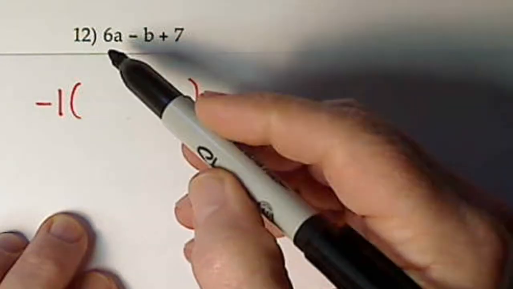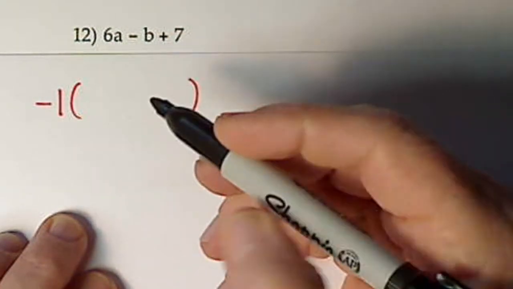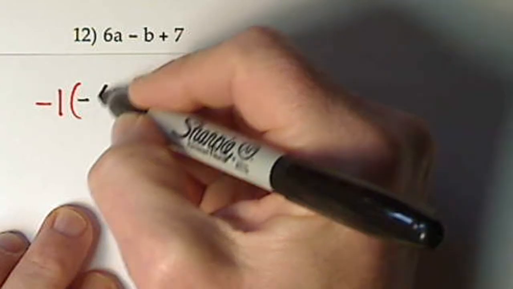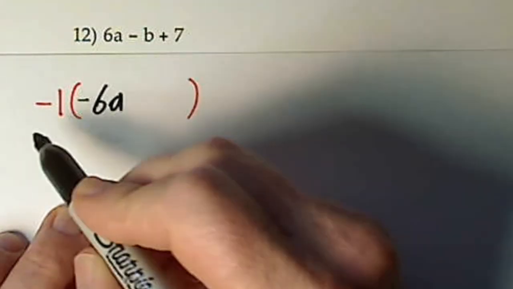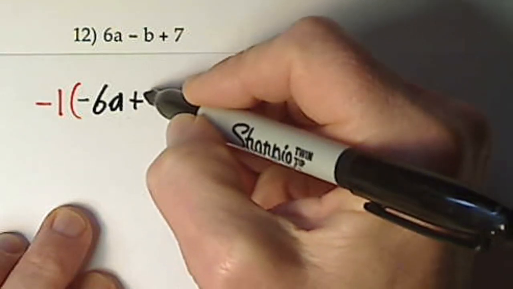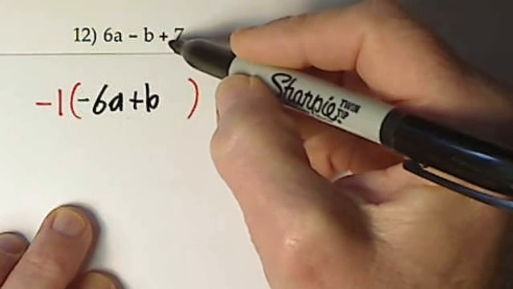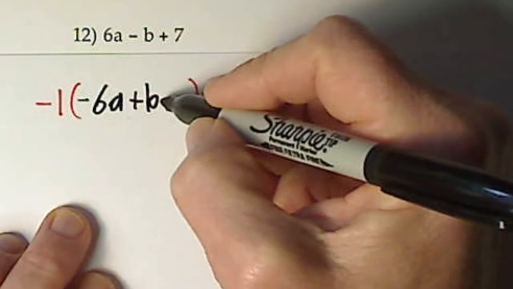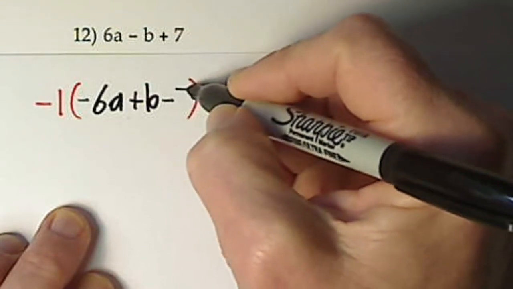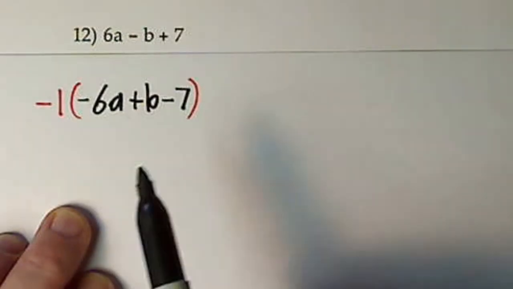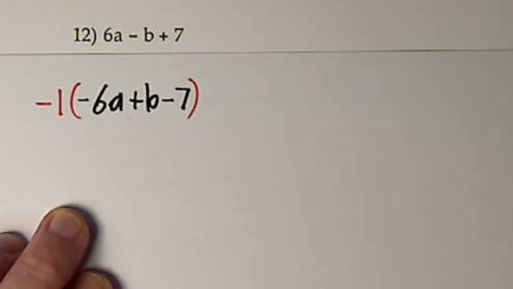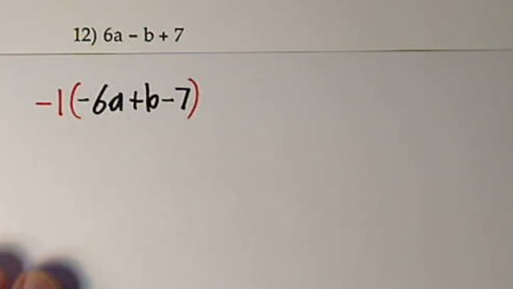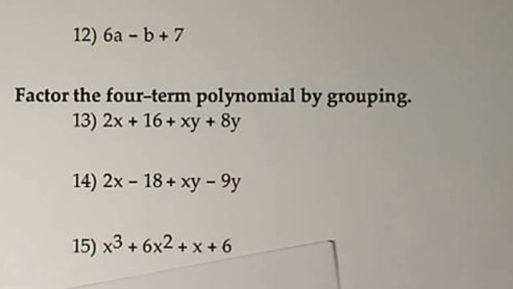All right. So positive 6a divided by a negative 1 is negative 6a. Negative b divided by a negative 1 is positive b. And positive 7 divided by a negative 1 is negative 7. So notice what really happened is each of these signs changed. And we will take a look at number 16, and that'll be the last one we do on this video.